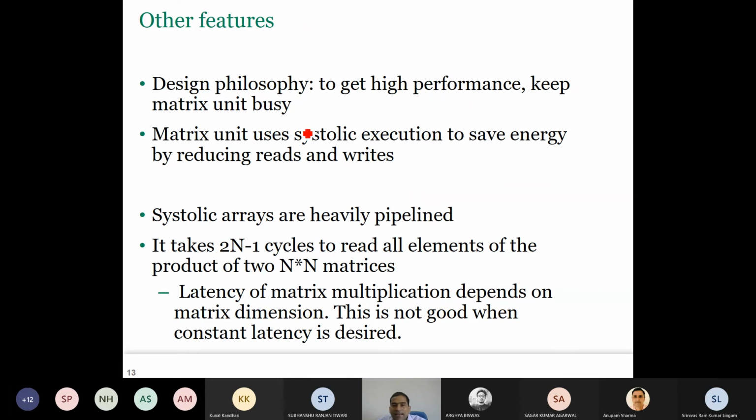Okay, what are the other ideas? Design philosophy: to get high performance, we should keep the matrix unit busy. If the matrix unit remains idle, you don't get much performance.